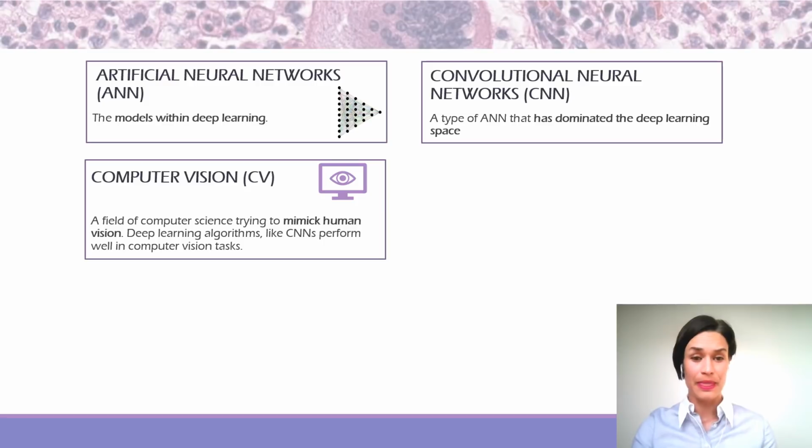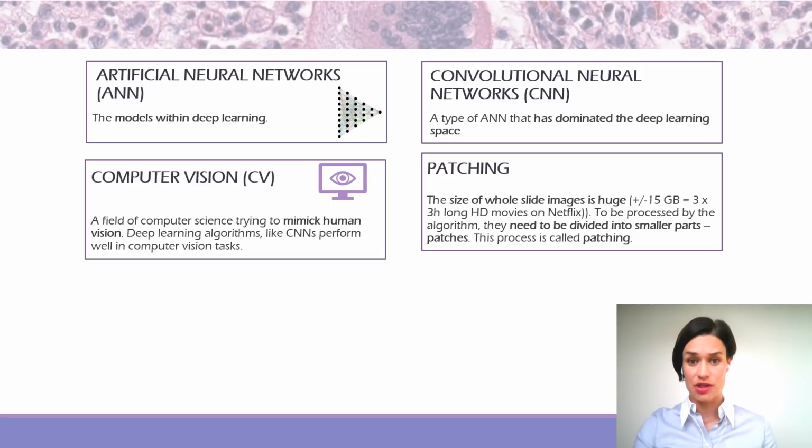Computer vision is a field of computer science trying to mimic human vision, and patching is dividing large pathology images into small patches. And to better picture this, we need to know how big such an image is. So a whole slide image is 15 gigabytes, more or less. What is 15 gigabytes? It's like three 3-hour long high quality Netflix movies, just one slide, one digitalized pathology slide.